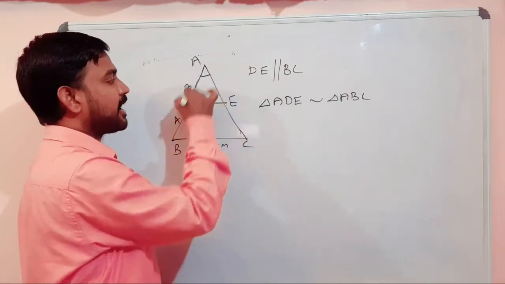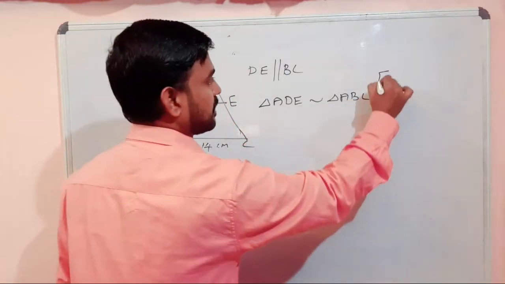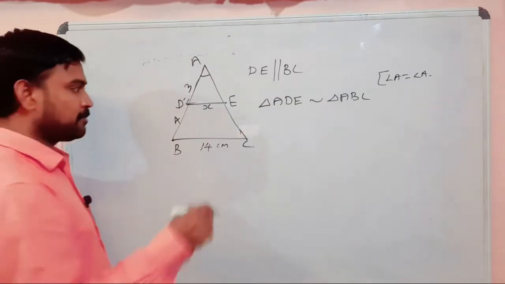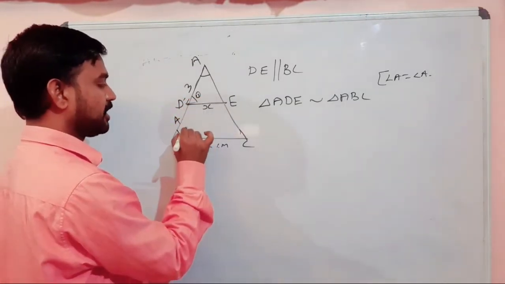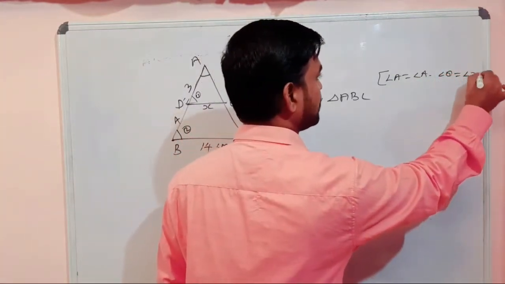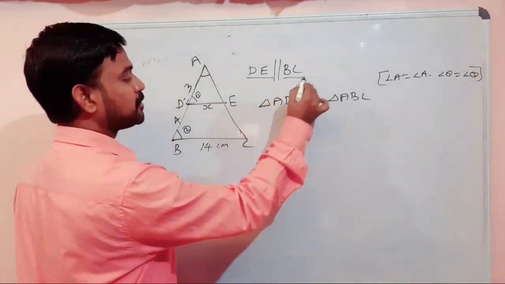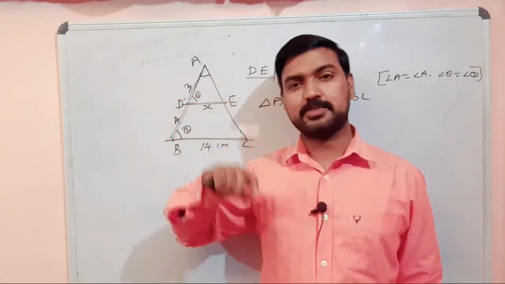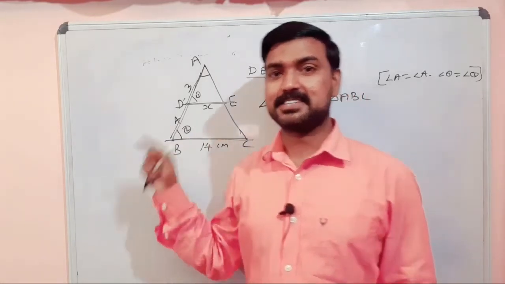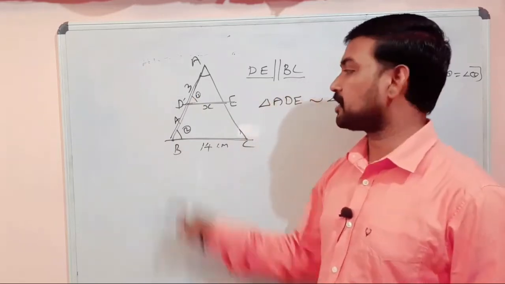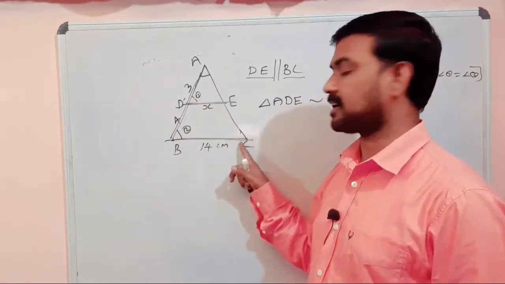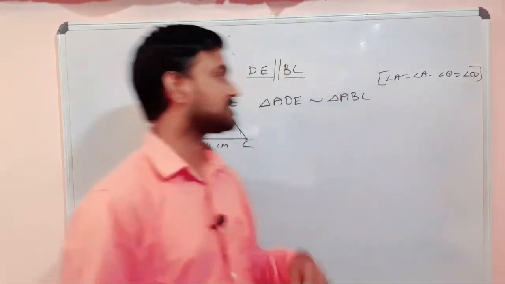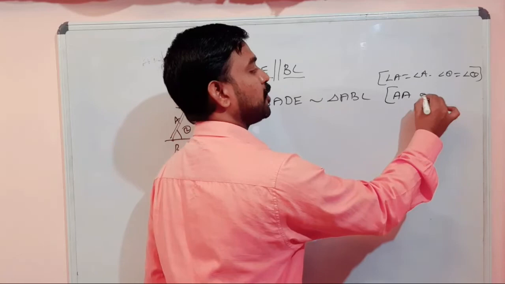Angle A is the angle of the small triangle and also the angle of the biggest triangle. Angle A is equal to angle A, which is common for the small triangle ADE and the big triangle ABC. And second, this angle is equal to this angle. Why are these two angles equal? Angle 1 is equal to angle 2. Can you guess why? Yes, it is given that DE is parallel to BC. These two lines are parallel and this is the transversal. We studied in the chapter lines and angles, from class 9, that when a transversal intersects parallel lines, corresponding angles are equal. So angle 1 is equal to angle 2. Similarly, this angle is equal to this angle. So the three angles of the small triangle are equal to the three angles of the biggest triangle. So we can say that those two triangles are similar by the AA similarity rule or AAA similarity rule.